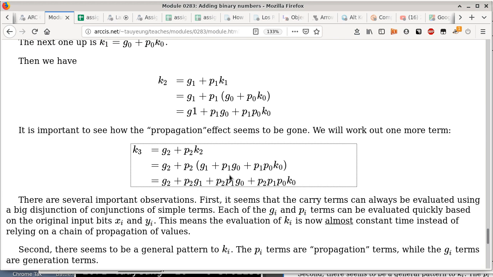Is that okay? So this is why this technique is called carry look ahead, which is a misnomer. We are not really looking anything ahead. All we are doing is computing the previous carry using an expression, and therefore we can expand that expression and remove the dependency of K3 on K2, or Ki plus 1 on Ki in general. Is that okay?